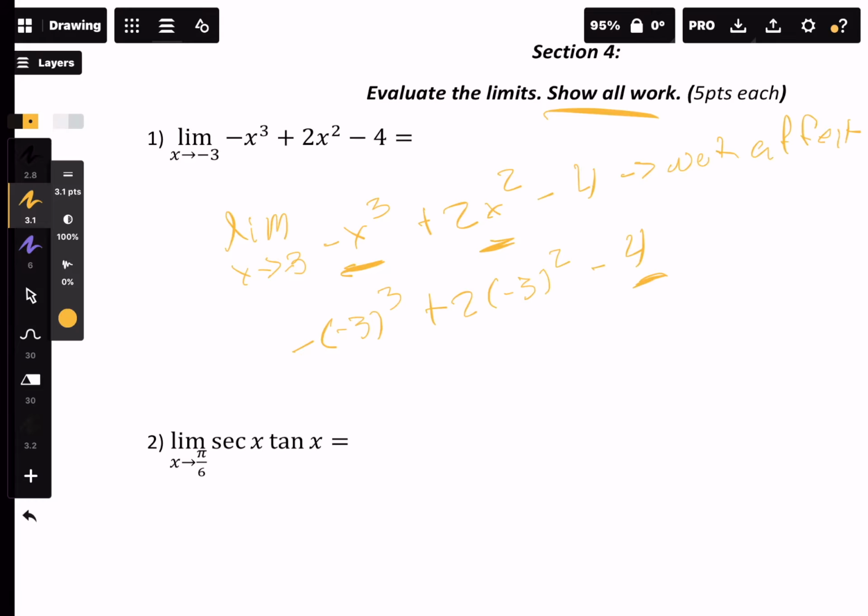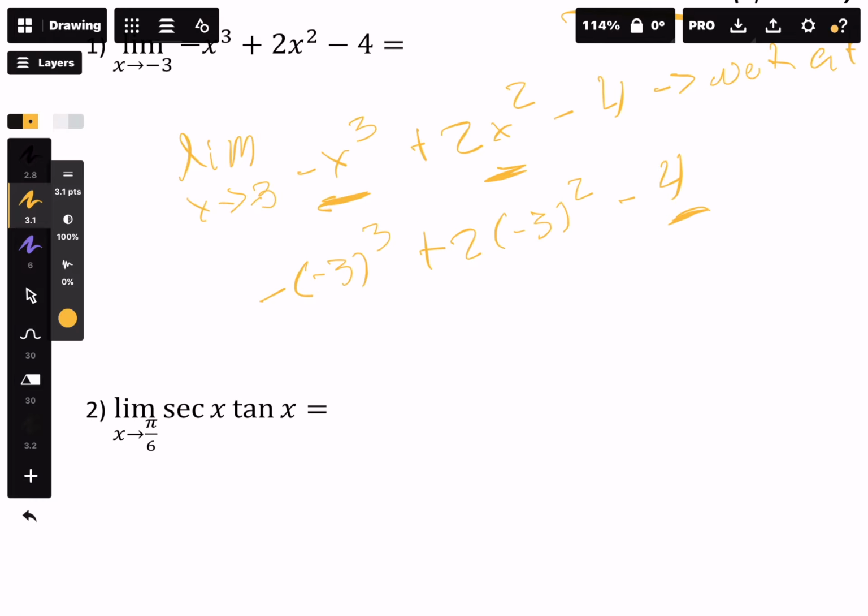This would equal negative 27 plus 9 minus 4, which equals negative 27 plus 18 minus 4, which is 41. There you go.